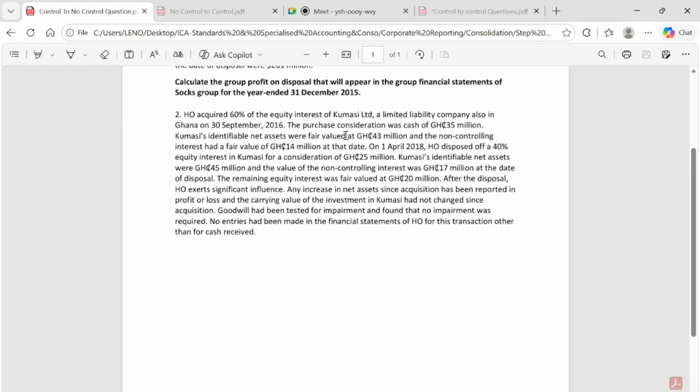So the identified net asset at fair value is what? 43 million. This is the fair value at the beginning, at acquisition, and then the non-controlling interest had a fair value of 14 million. It means you use the fair value method to determine the goodwill of this particular company. You understand? So the identified net assets were at fair value of 43. This is the net asset of the subsidiary at acquisition. Take note of that. Are you with me? Okay. Yes, sir. Good.